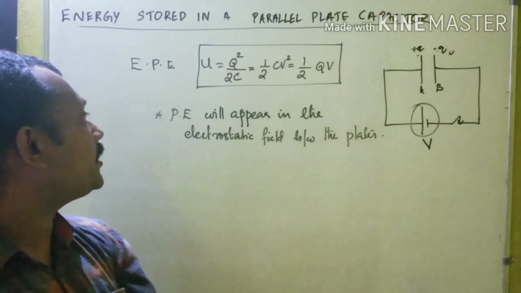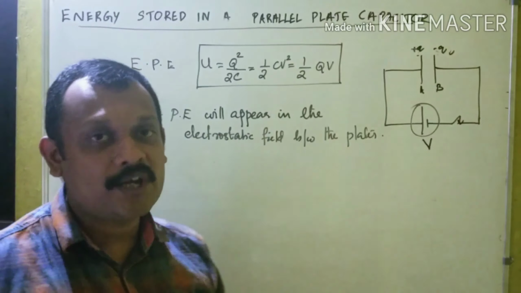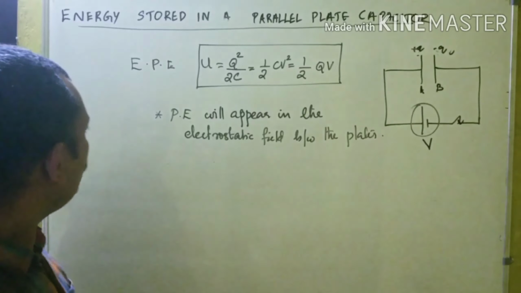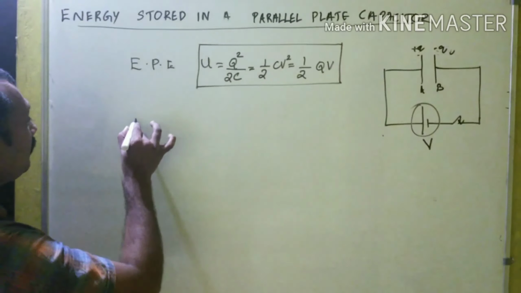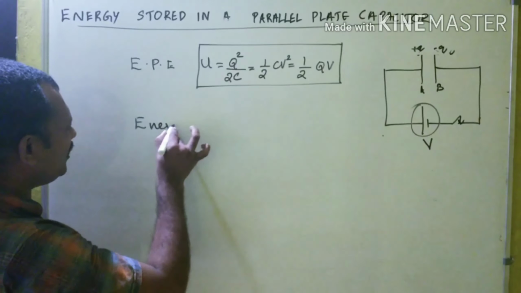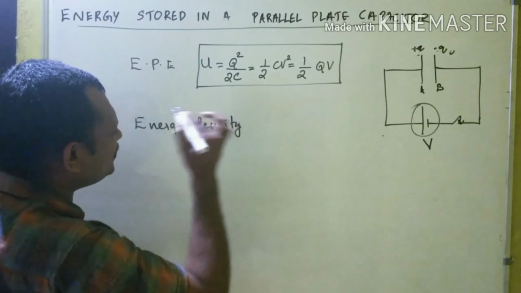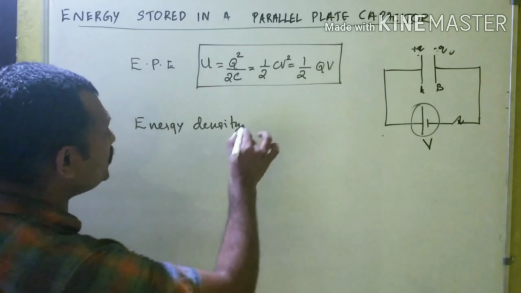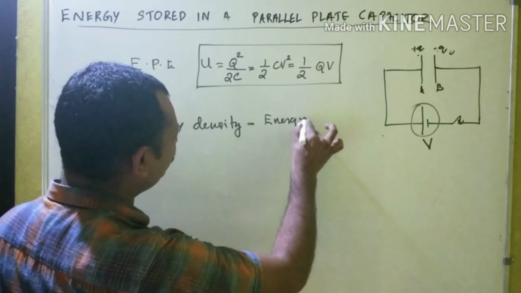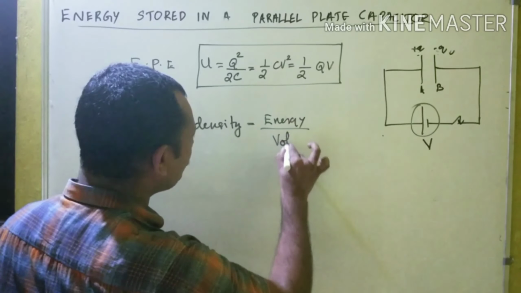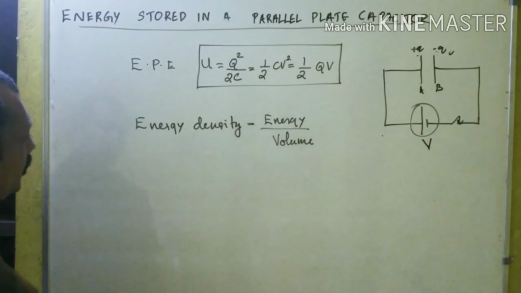The formula for potential energy is Q square by 2C, that is equal to half CV square, that is also equal to half QV. Now the next thing that we are going to discuss is energy density. What do you mean by energy density? Energy density is defined as energy per unit volume.